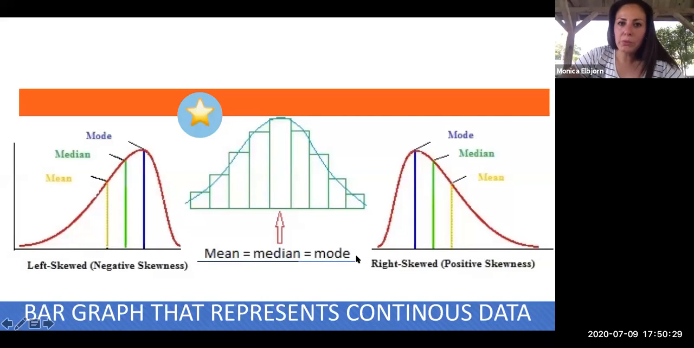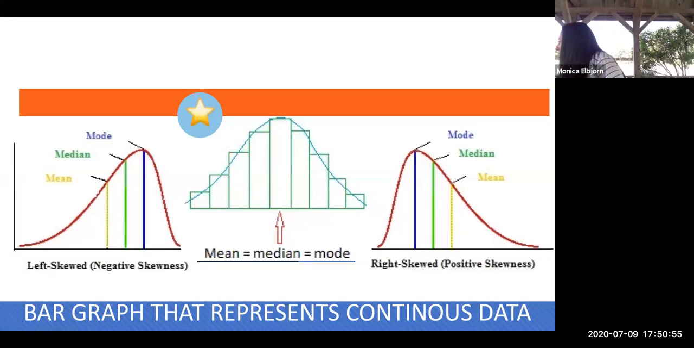And you remember what was the difference between a bar graph and a histogram? Yeah, very good. There are gaps in the bar graph. Very good. And you cannot see any gaps between the bars in the histogram. So we've got continuous data.